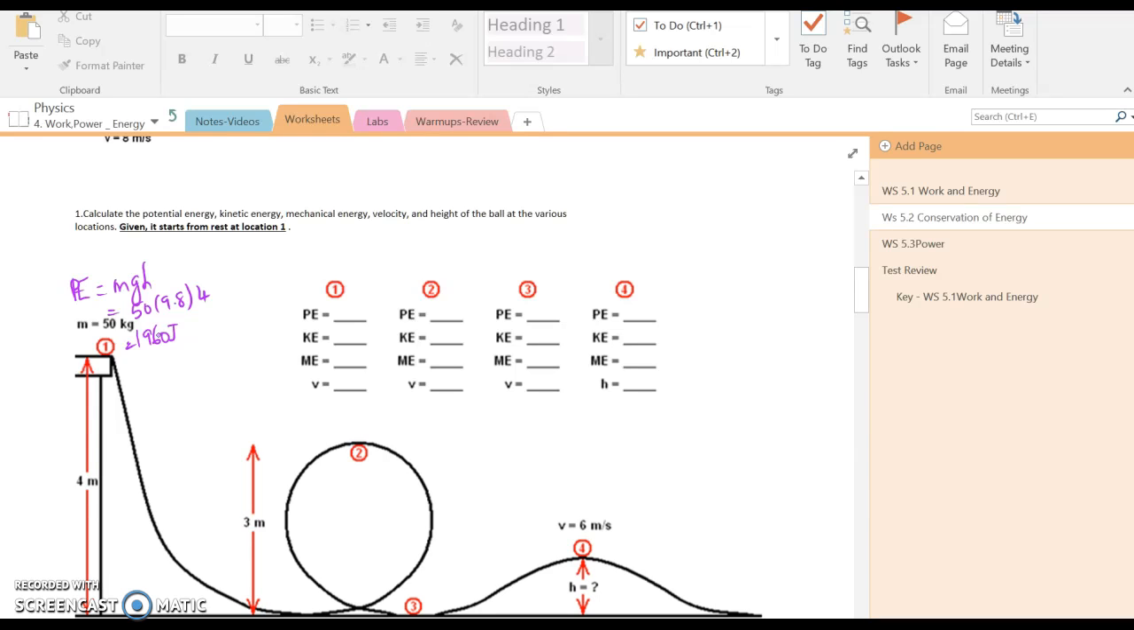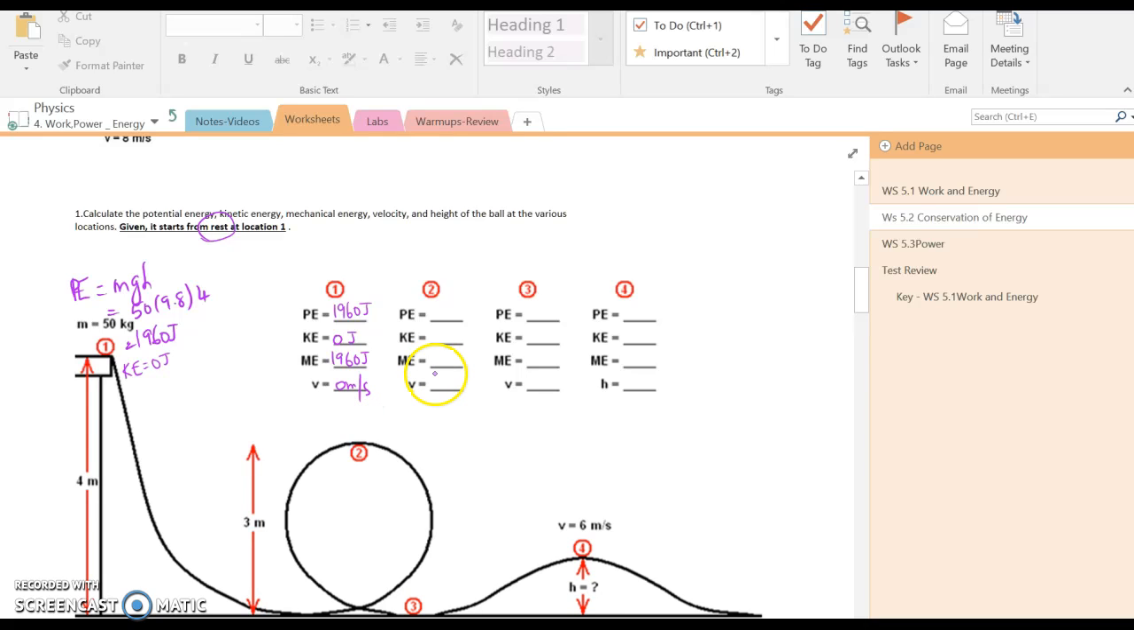And at this point, it starts from rest, so that means your velocity is 0, which means your kinetic energy is going to be 0 joules. So let's put that here: 1960 joules potential, kinetic energy is 0 joules. So mechanical energy is the sum of potential plus kinetic, so it will be 1960 joules, and the velocity we know is 0 meters per second.